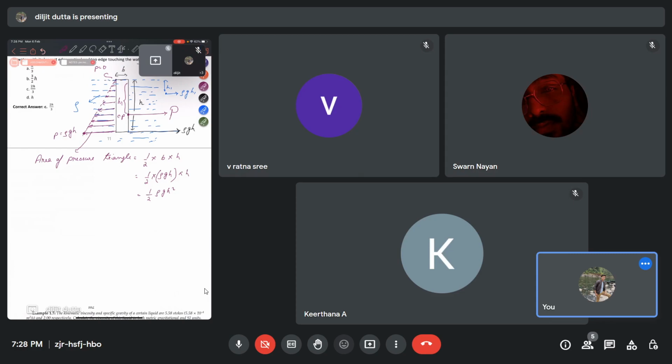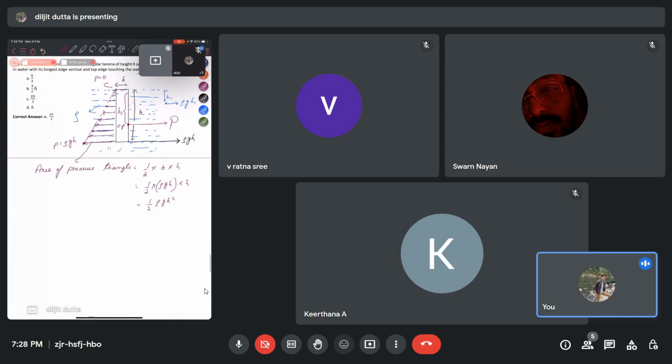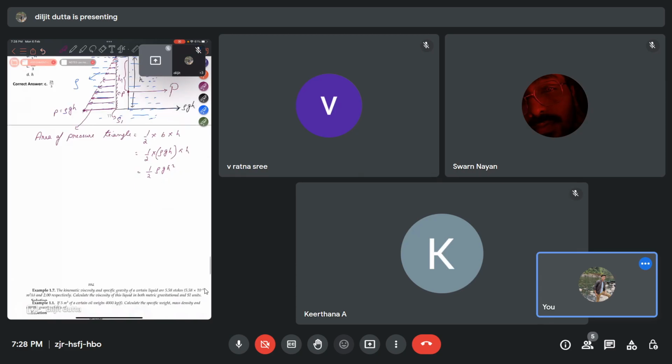Now, okay, so this is one thing, the area of the pressure triangle. Now suppose, what is the total pressure that is acting on this surface? So we are taking this surface, suppose S1. Total pressure on surface S1. So this total pressure will be what?